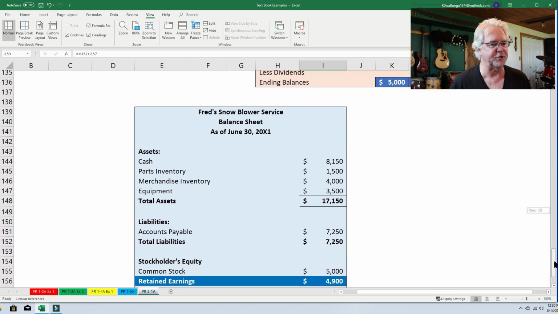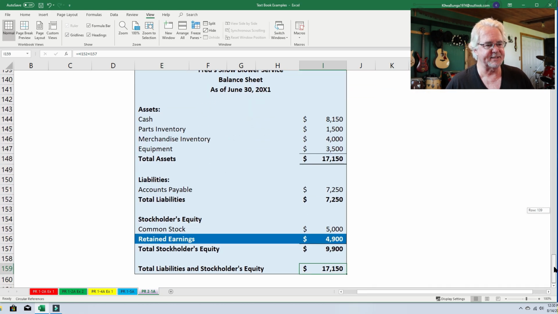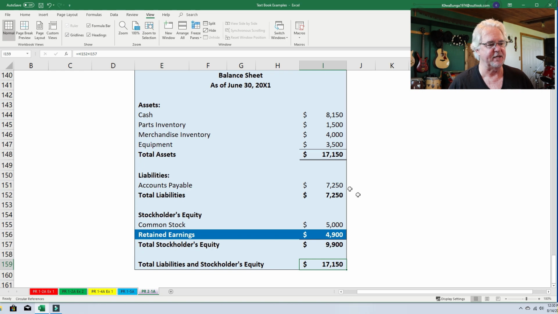So here's the balance sheet. So check it out, guys. Total assets, $17,150. Total liabilities and stockholders' equity, $17,150. Look at that. It balances. So we can be assured that we're probably doing a very good job on this.